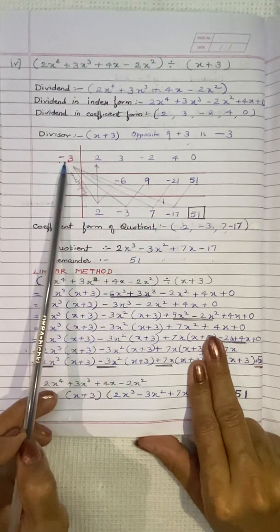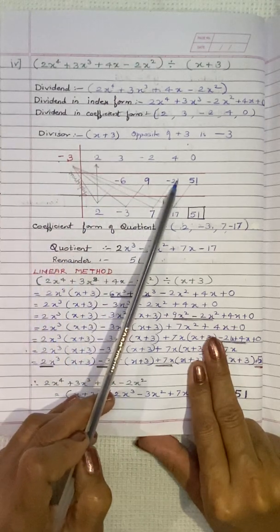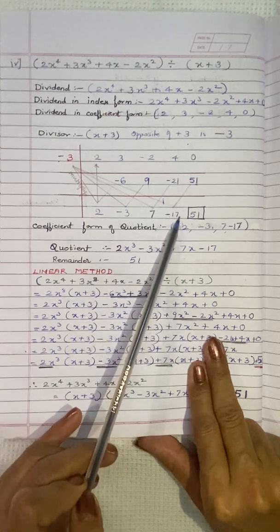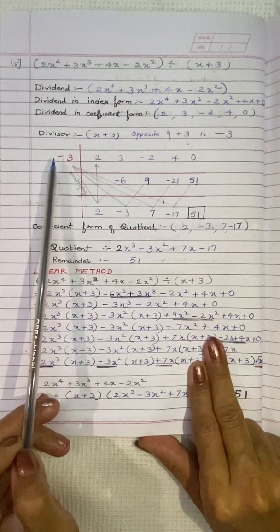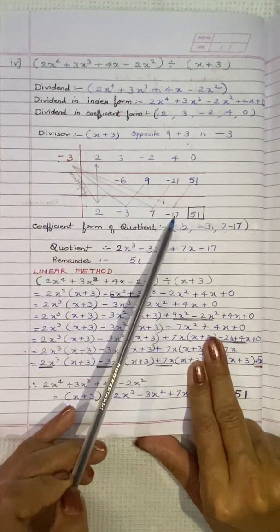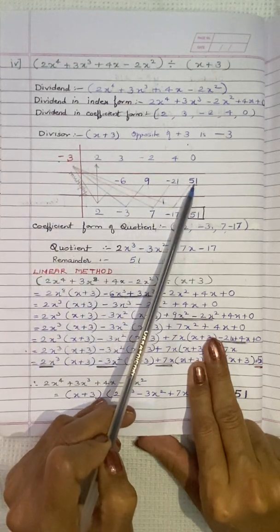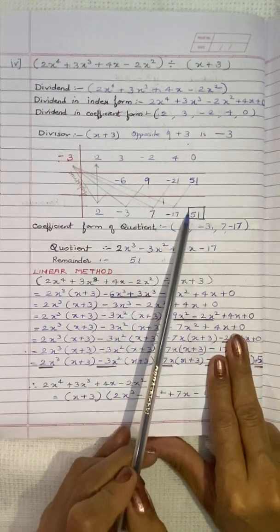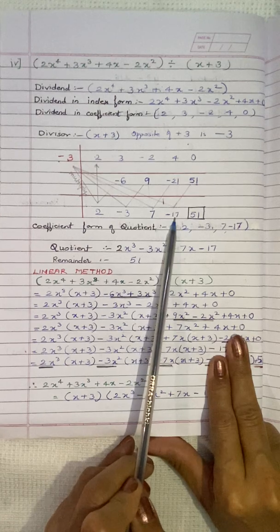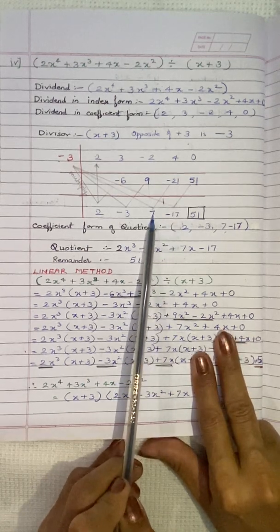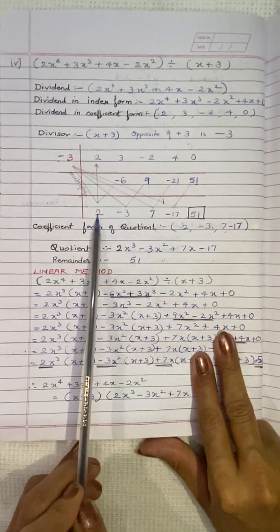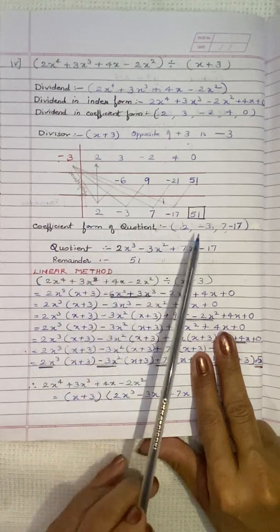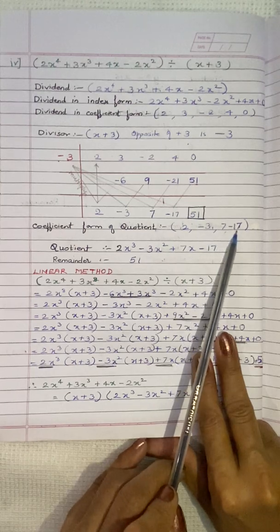Then 7 3s are 21, but it is negative, so negative 21 here. Negative 21 plus 4 gives us negative 17. Now negative 3 into negative 17 gives us positive 51. So 0 plus 51 is 51. Now this last one will be the remainder. This will be the constant term, this will be x, this will be x square, and this will be x cube. So the coefficient form of the quotient will be 2, -3, 7 and -17.